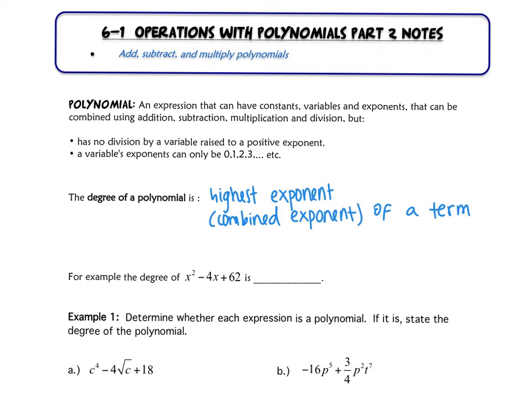For example, x squared minus 4x plus 62. Here our exponent is 2. Here our exponent is 1. 62, it's really like it has x to the 0. Highest number is 2, or highest exponent is 2. So this is a second degree polynomial.